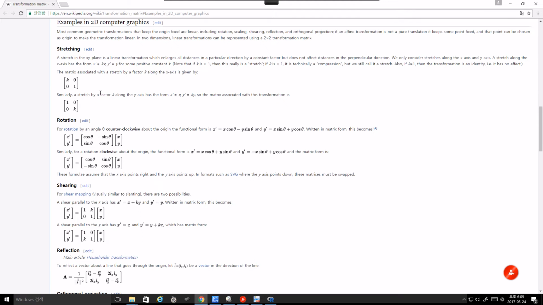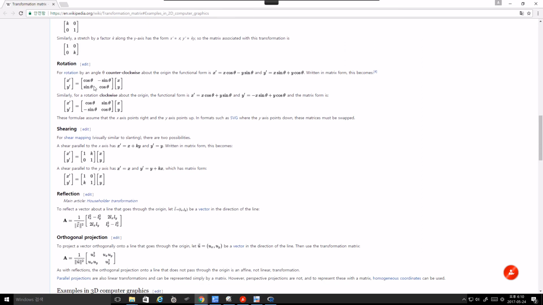Similarly, for a stretch by a factor k along the y-axis, the form is x prime equals x and y prime equals ky. So x is the same, but y is increased by a factor k. So we are stretching the vector in the y direction. Likewise, in the other case, x prime is kx and y prime is y. So with this method, we are basically stretching the space along the x-axis.